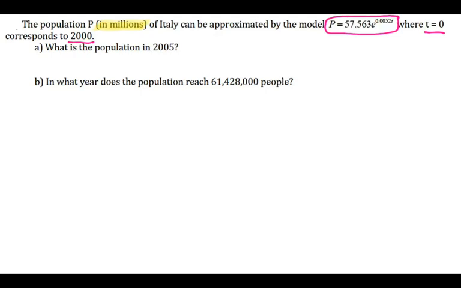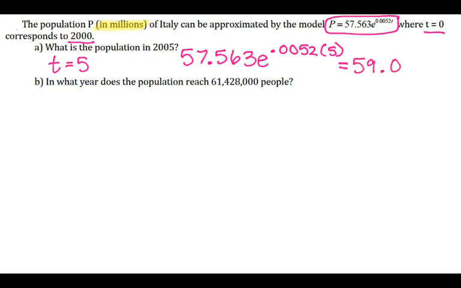Well, T equals 0 corresponds to 2000, so that means T equals 5 corresponds to 2005. So I'm going to go ahead and plug in 5 for T. So I have 57.563 e to the 0.0052 times 5. I'm going to plug that into my calculator. That gives me 59.08, and your population is in millions. So 59.08 million is your population in 2005.